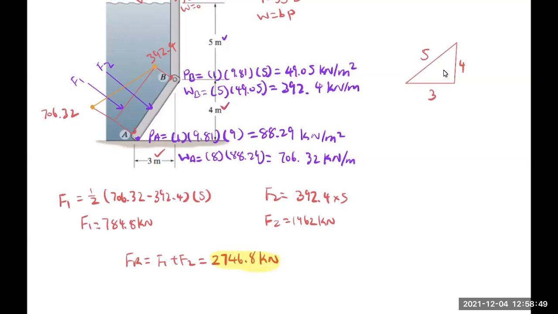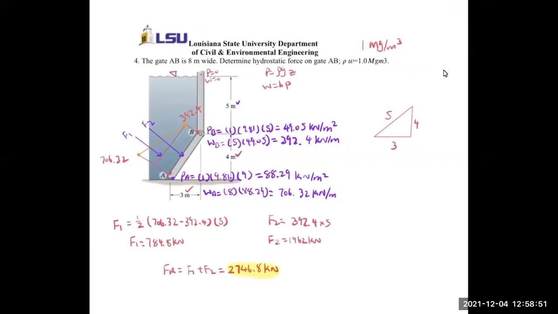All right, guys. So this is, like I said, the type of hydrostatic force problem that he's going to give you on the exam, because I also assume that it's multiple choice. I don't think he will give you a very difficult problem on those kinds of problems. All right, I'll see you guys in problem number 5.